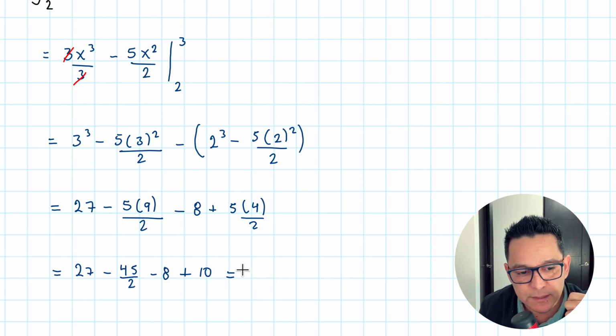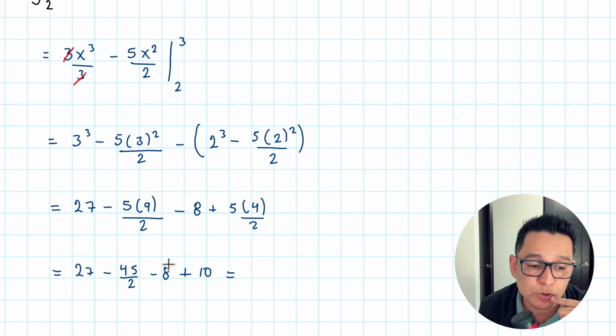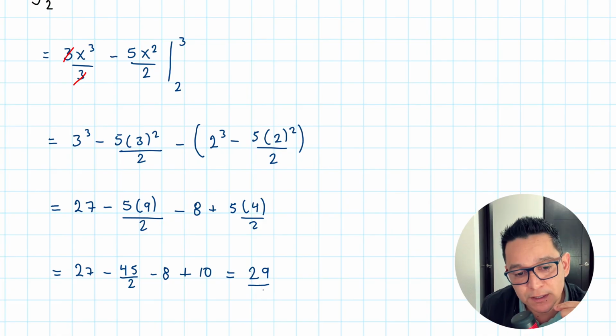All right, I can quickly do the operation here, right? It's simple. We have 27 minus 8. Let me do the calculation first. The integers 27 minus 8 are 19, and 19 plus 10 is 29. So I have 29 integers minus 45 halves. So let's go ahead and do the operations.